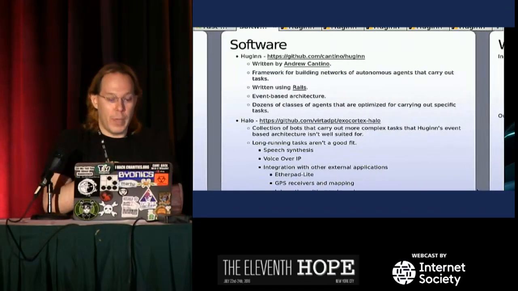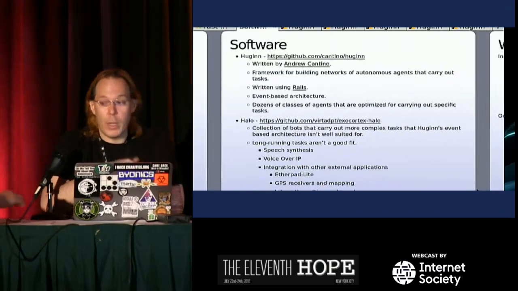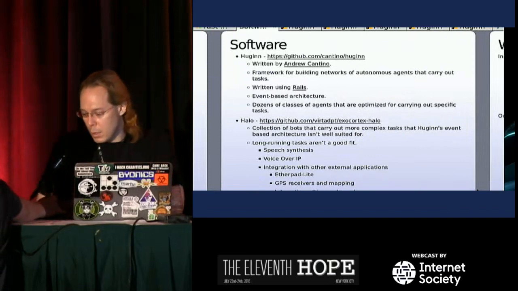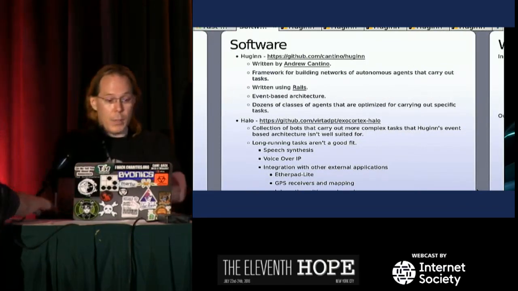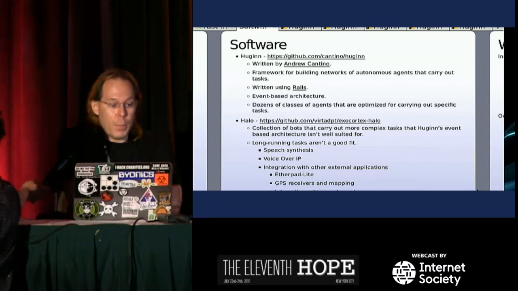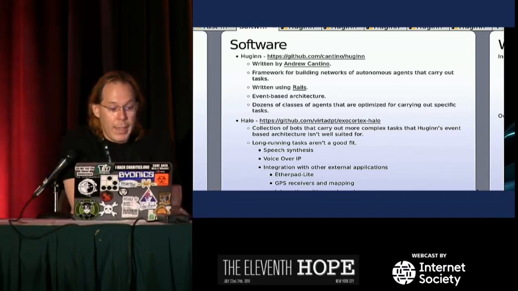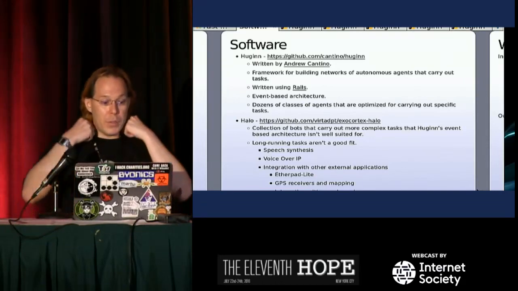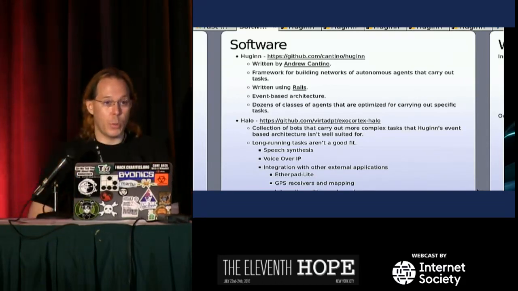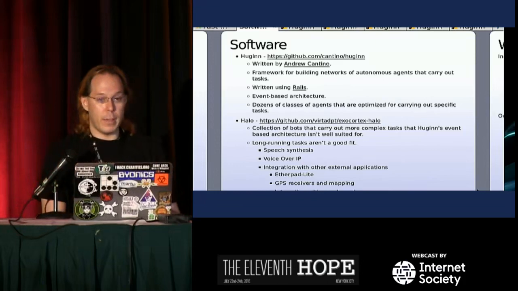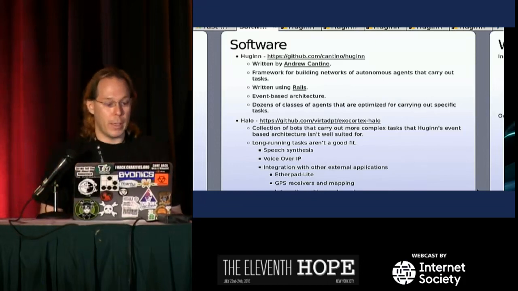The software I use to build my Exocortex is based around a software framework by Andrew Cantino called Huginn. It's a framework for building networks of autonomous agents that carry out tasks. It's written in Ruby, it uses Rails for the front end, and it has an event-based architecture internally. There are dozens of classes of agents that are optimized for carrying out specific tasks.